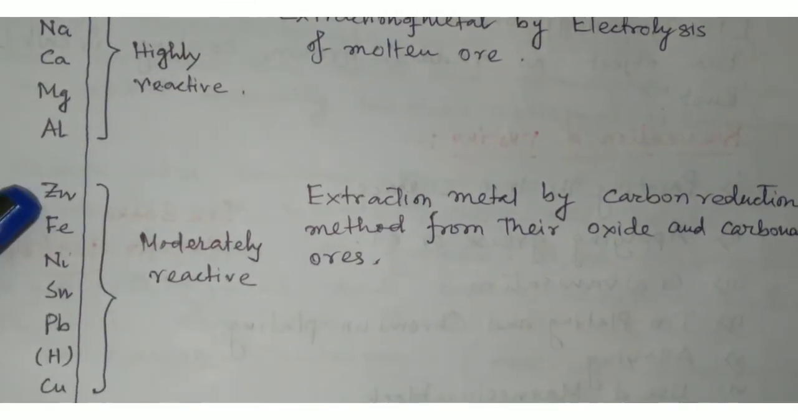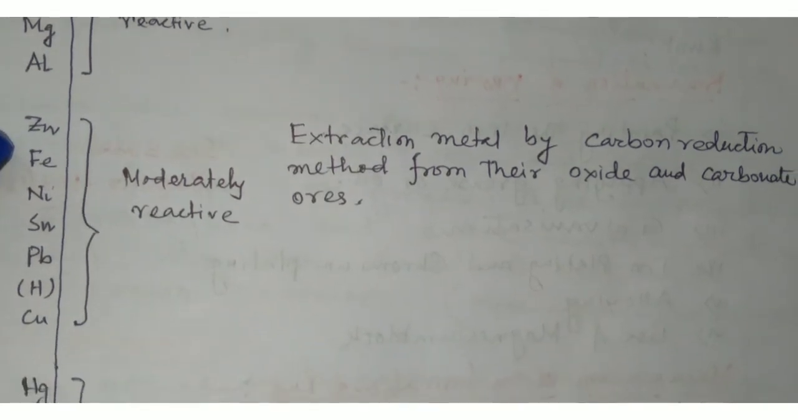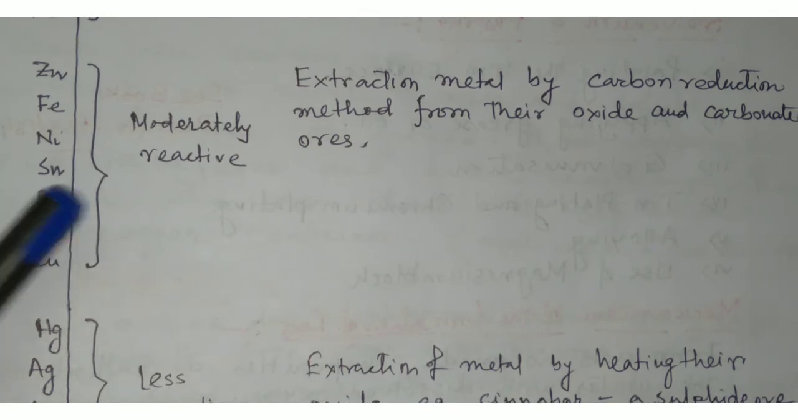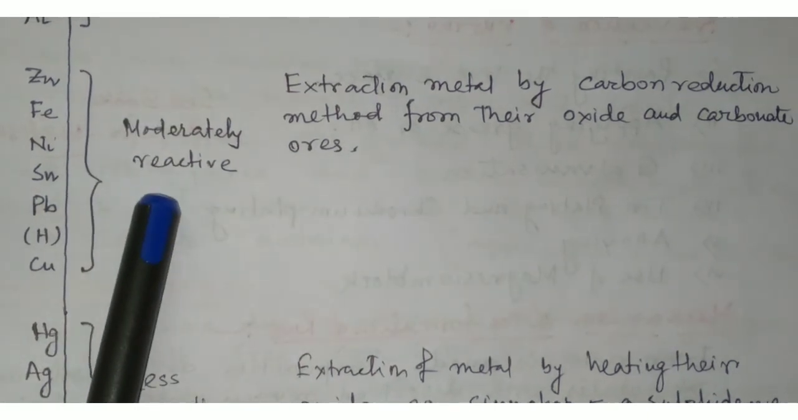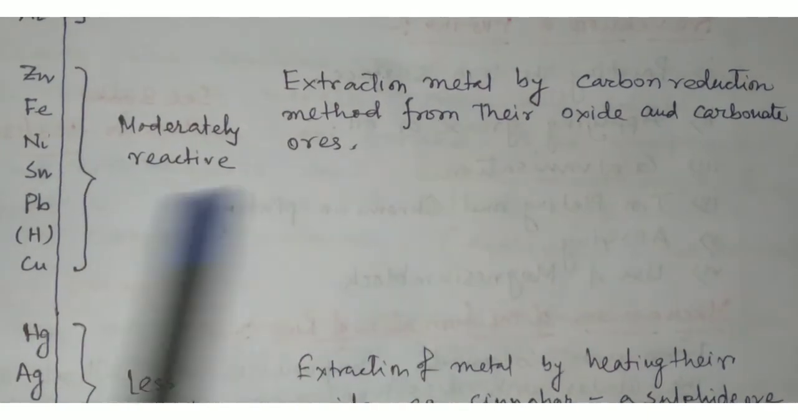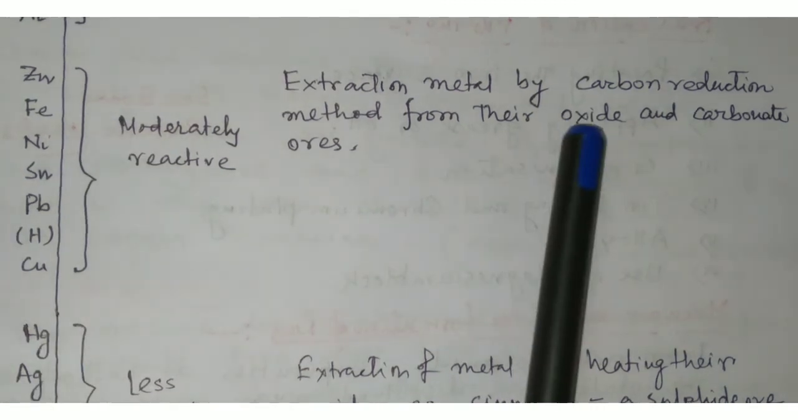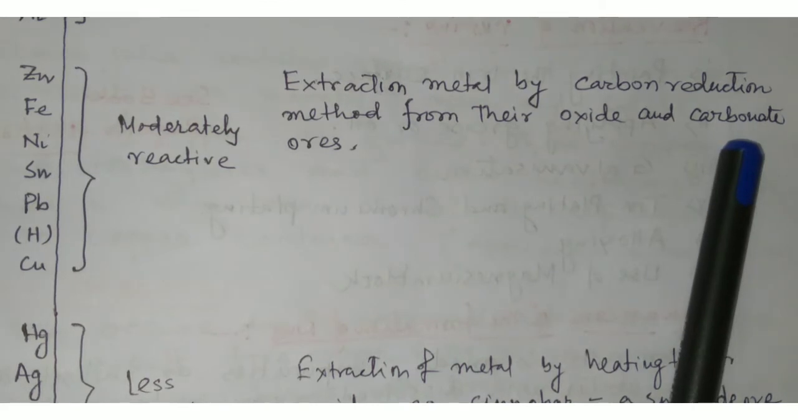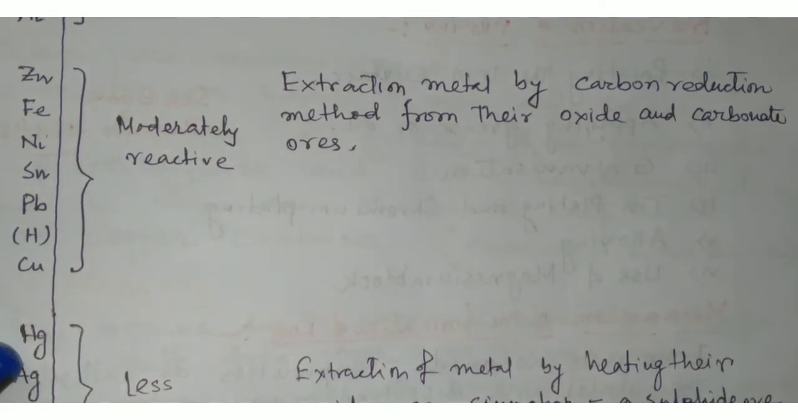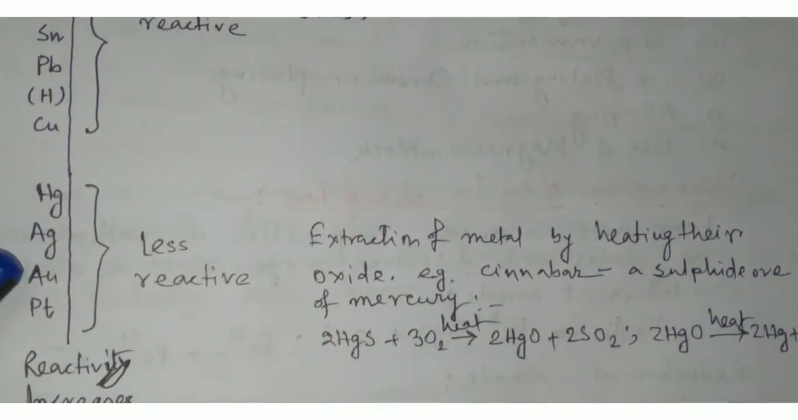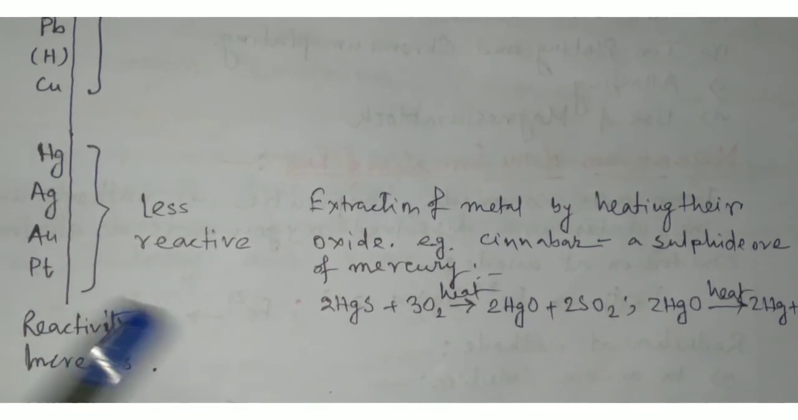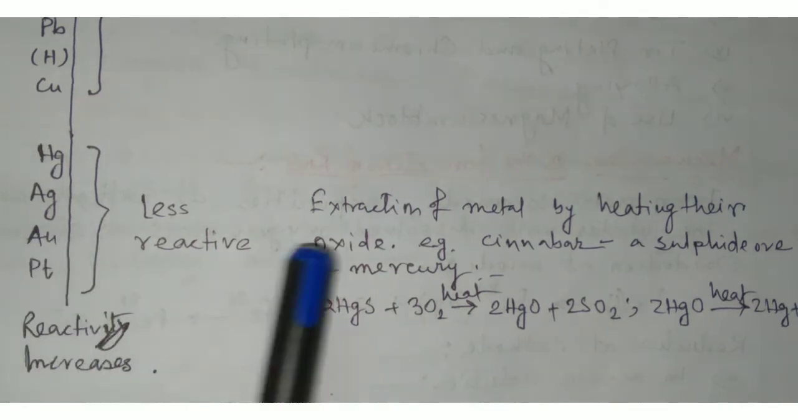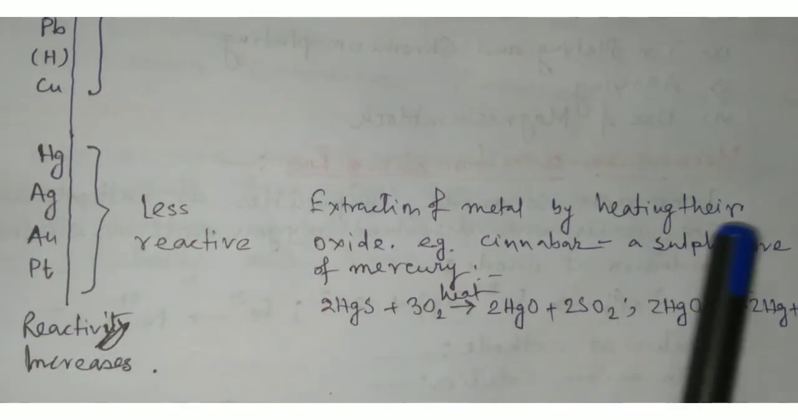And the next group of metals, zinc, iron, nickel, tin, lead, are moderately reactive, and extraction of these metals is by the carbon reduction method from their oxide and carbonate. And the last group, that is mercury, silver, gold, and platinum, are less reactive metals, and these less reactive metals are extracted by heating their oxide.